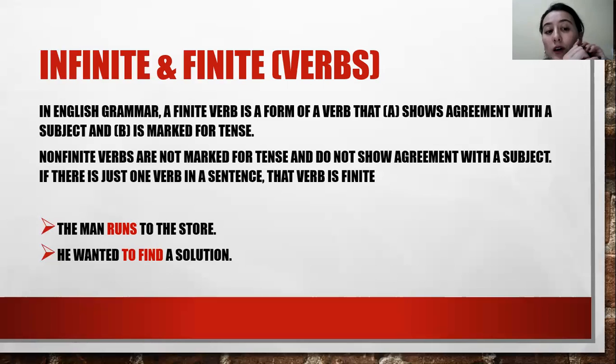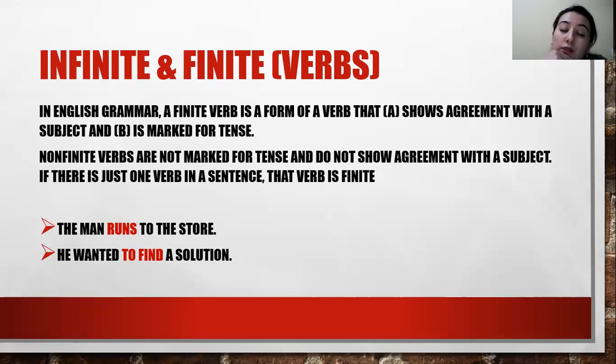So, the man runs to the store. There is only one verb. It has meaning. Yes, it shows the tense. It's in present simple. We knew it from the word runs. This is the second function, and it also shows agreement of the word man with the verb. So it has completed all three functions. That's why this verb is called a finite verb.